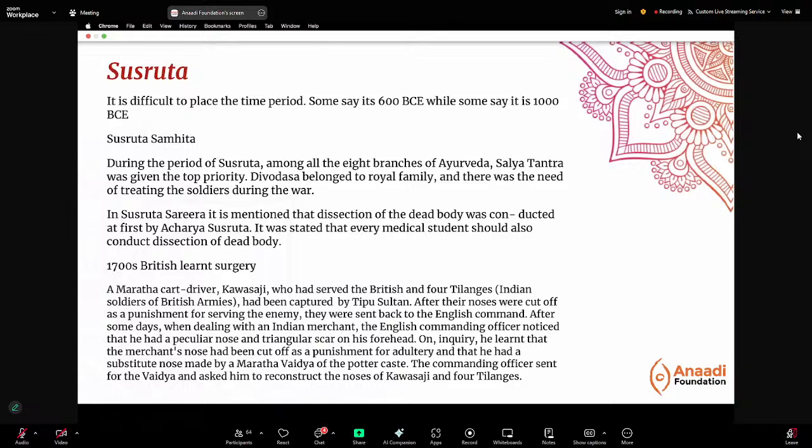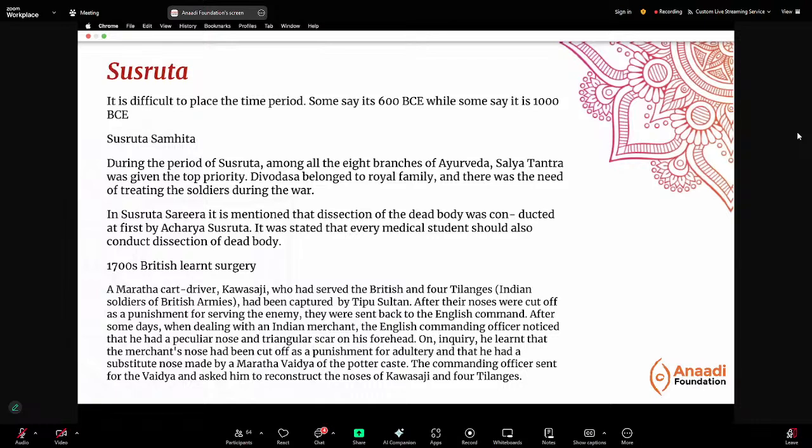So in Sushruta Samhita, it is mentioned that dissection of the dead body was conducted at first by Acharya Sushruta. It was stated that every medical student should also conduct dissection of the dead body. So in the 1700s, what happened was a Maratha cart driver, right? He had served under the British.